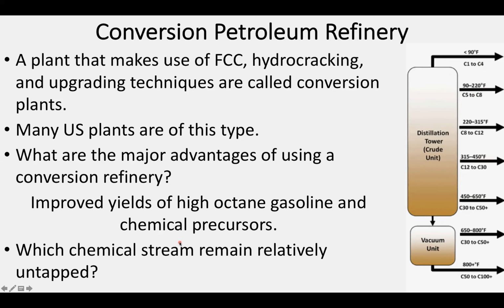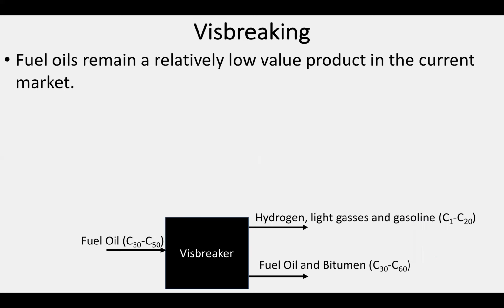However, there's one chemical stream that we haven't really tackled. So we've really talked about how we can take our fuel oils and turn them into gasoline. And we've talked a lot about how we can take our natural gas and turn it into gasoline. But what we haven't talked about at all is how we can essentially treat our bottoms. So this is a lot of our bitumen and asphalts. So what we can do is take our heavier products, so starting with our fuel oils and working our way down, and try and improve their current value.